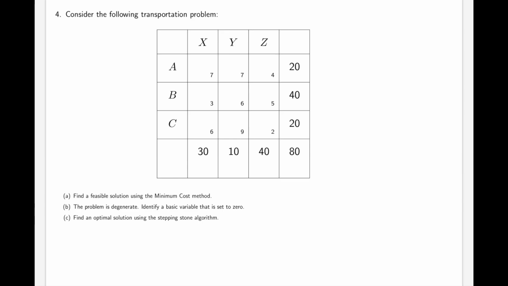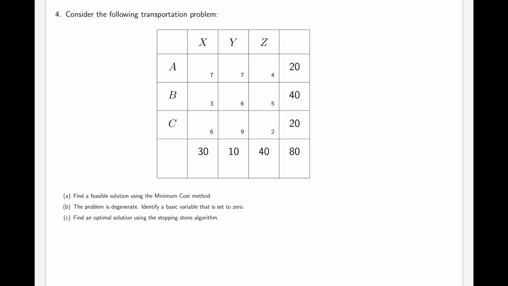Problem sheet 6, question 4. Consider the following transportation problem. Find a feasible solution using the minimum cost method. The problem is degenerate. Identify a basic variable that is set to 0. Find an optimal solution using the stepping stone algorithm.